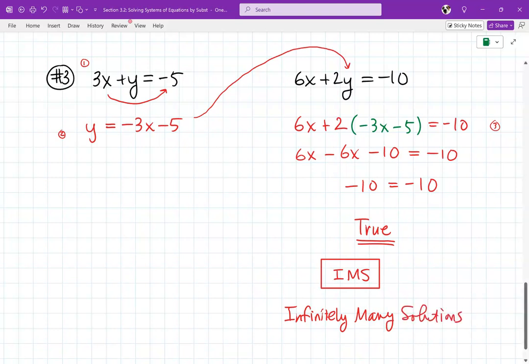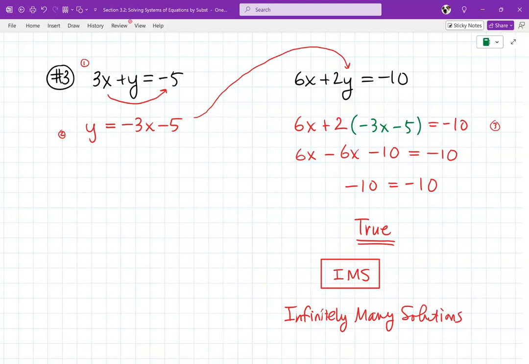So, how can I prove it to you? Look at the left side equation. If I double every number there, so 3x becomes 6x, y becomes 2y, negative 5 becomes negative 10. Isn't it the same equation as the right side if I double it? Right? So they're called equivalent equations. If they're equivalent equations, they're the same equations. That means when you graph them, they're right on top of each other, which means you have infinitely many solutions.